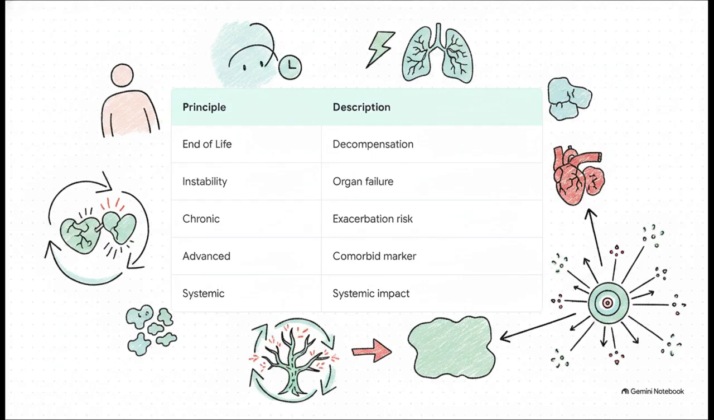2 is organ instability, which denotes organ system instability or outright failure. 3 is chronic illness, meaning a condition with susceptibility to exacerbations or an abrupt decline. 4 is advanced disease, which serves as a marker across multiple different comorbid conditions. And 5 is a condition reflecting an overall systemic impact on the patient. These exact descriptions are what justify why a hospital is utilizing more resources to care for somebody.